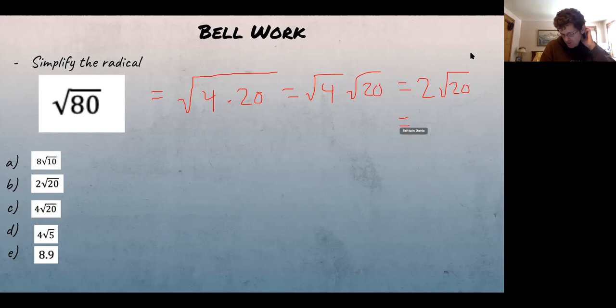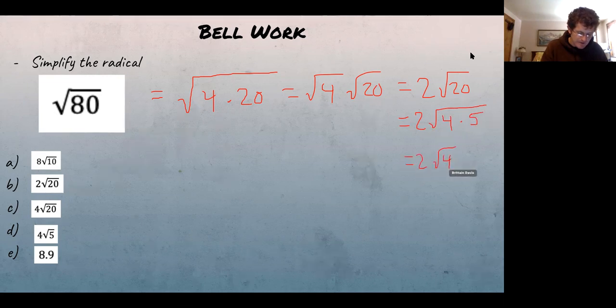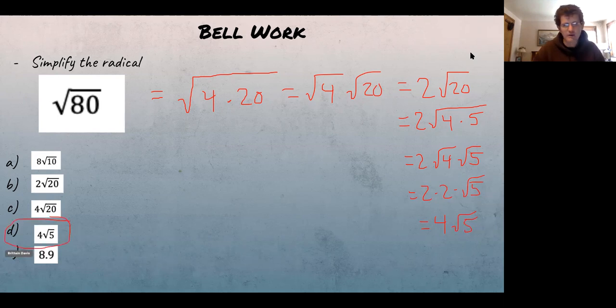We could look at 20 that's still under the radical and realize that's just the same as 4 times 5. And that means the next step would be 2 times the square root of 4 times the square root of 5. I can just separate them and give them their own radicals. And then the square root of 4, again, is just 2. So that's 2 times the square root of 5. And your final answer here is 4 square root of 5. D is the answer, and most of you had that one correct.